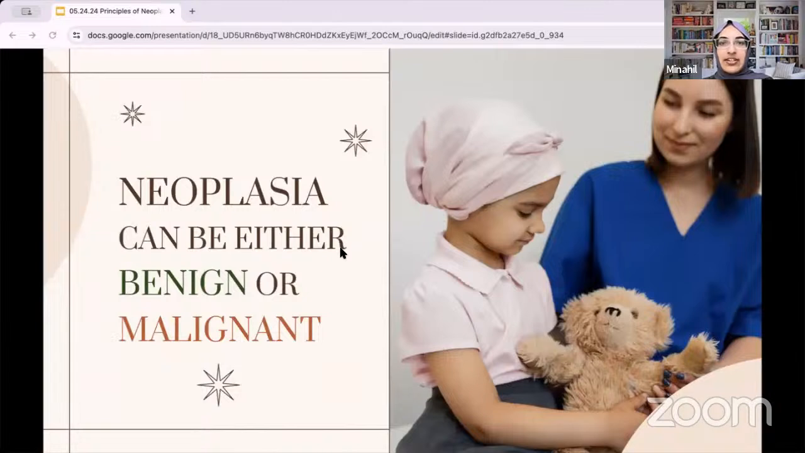Neoplasia can be either benign or malignant. There's this monoclonal proliferation of cells, and we'll talk a little more about what monoclonal means on the next slide. But basically, this cell proliferation can be either benign or malignant.